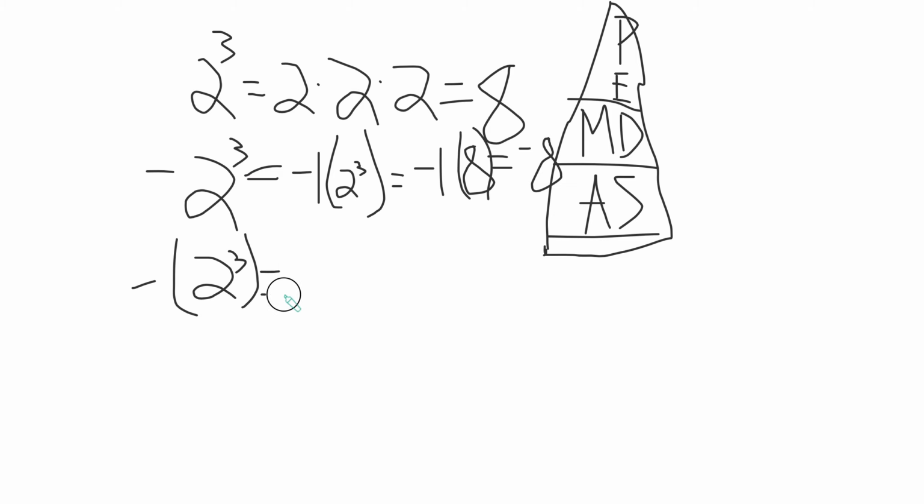So now, same as this, right? Same as this, exact same thing. So it's 2 cubed, which is 8. Right? It's 8. And then make it negative. So it's either negative 8 or negative 1 times 8, which is the same as negative 8. So those two are exactly the same.